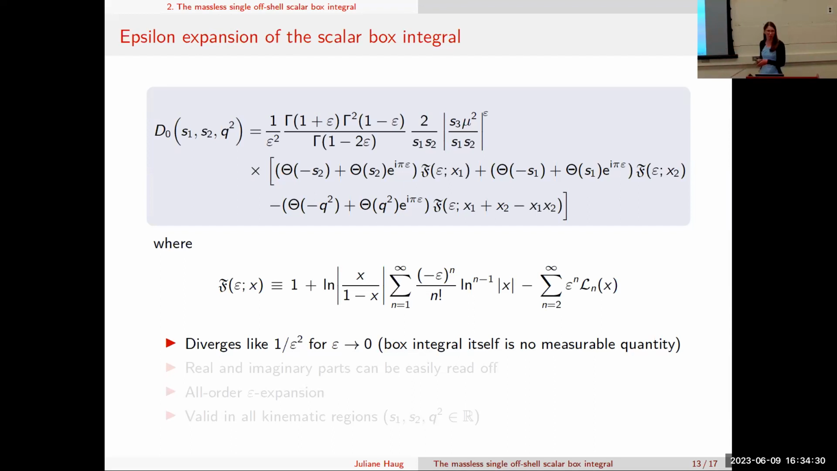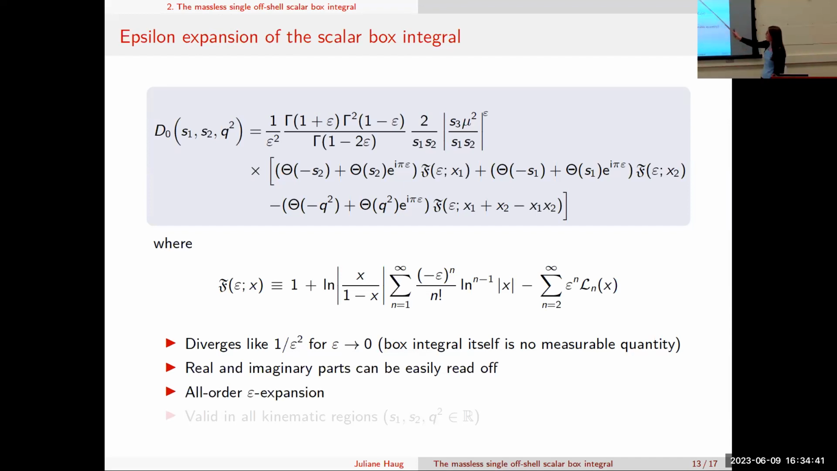It just shows up in the amplitudes. And it's very easy to read off real and imaginary parts depending on the sign of the Mandelstam variables. We provide an all-order epsilon expansion. So the calligraphic F function here is given in terms of its epsilon expansion. And these terms here and the exponential are really easy to expand. So you get an all-order epsilon expansion from this.